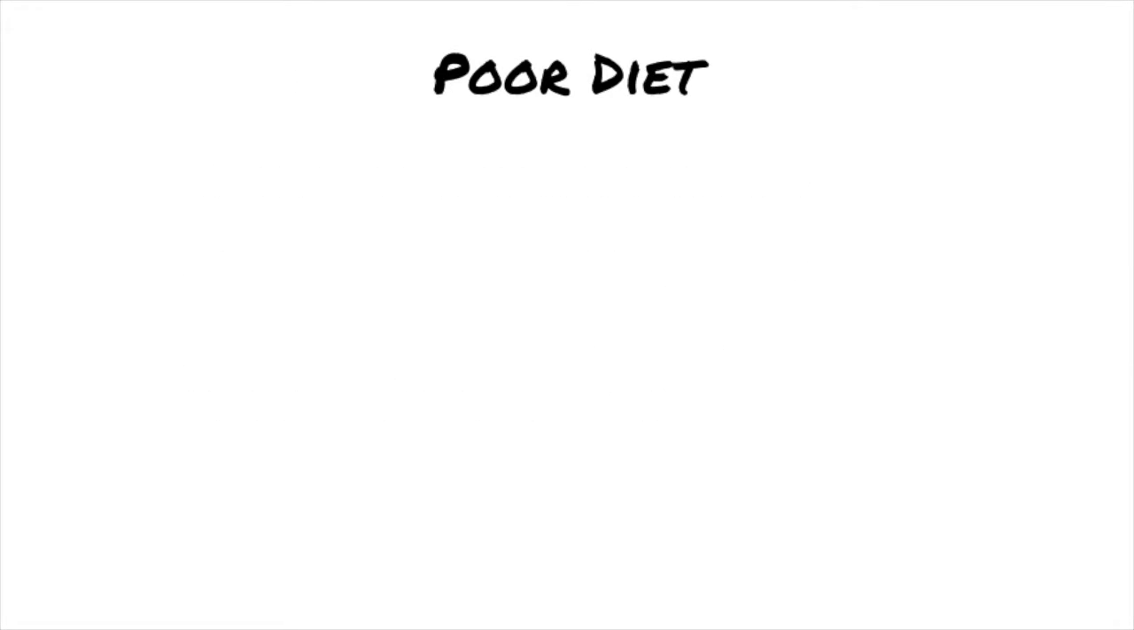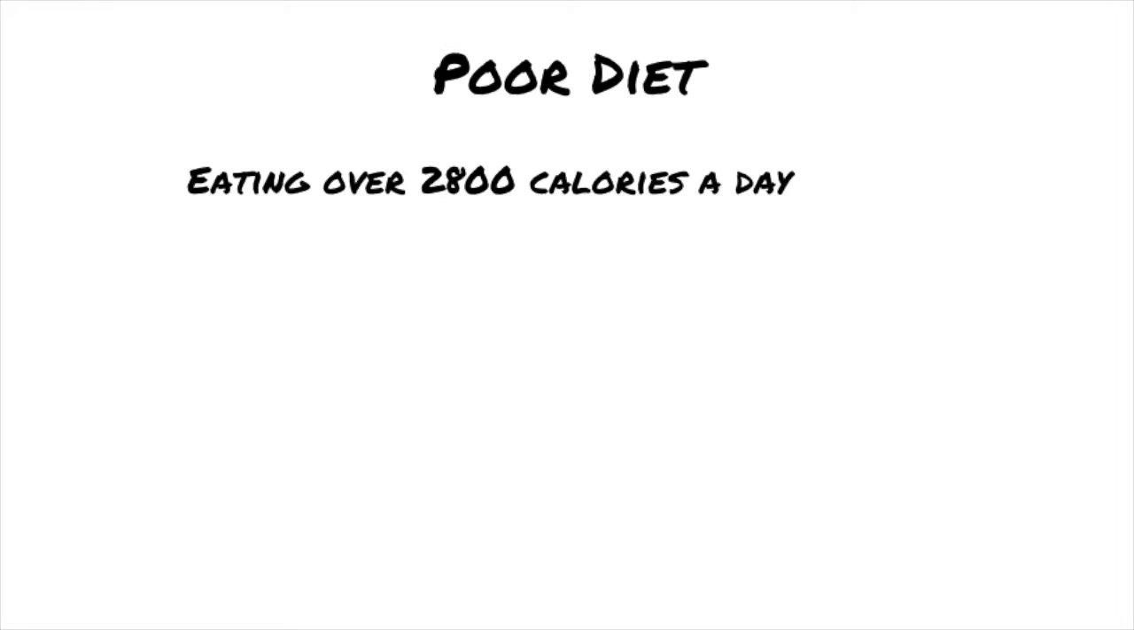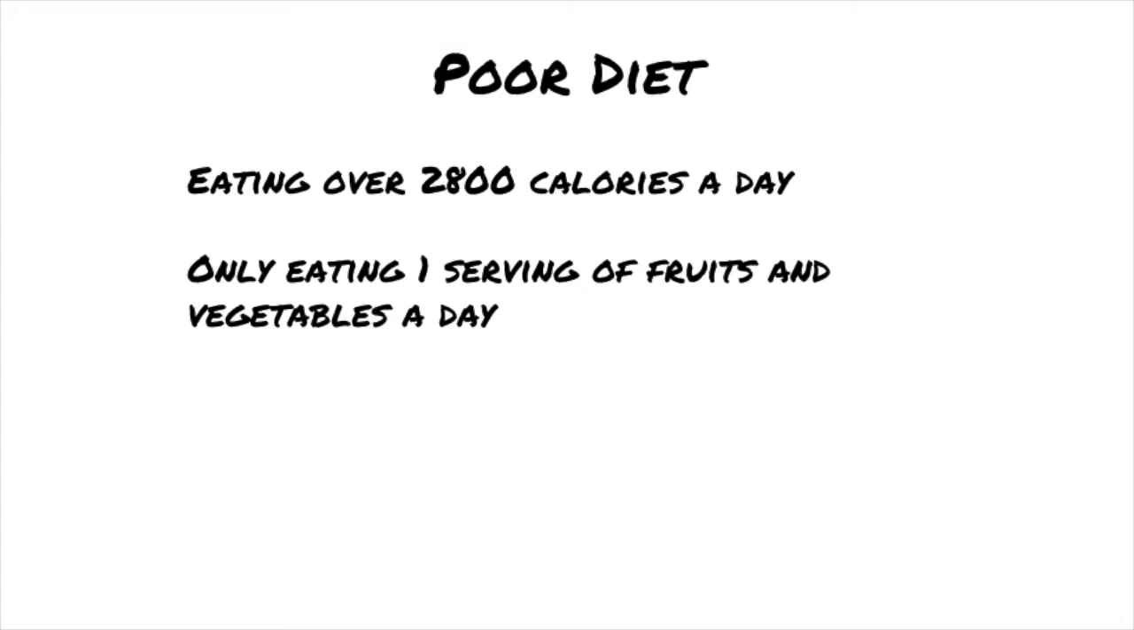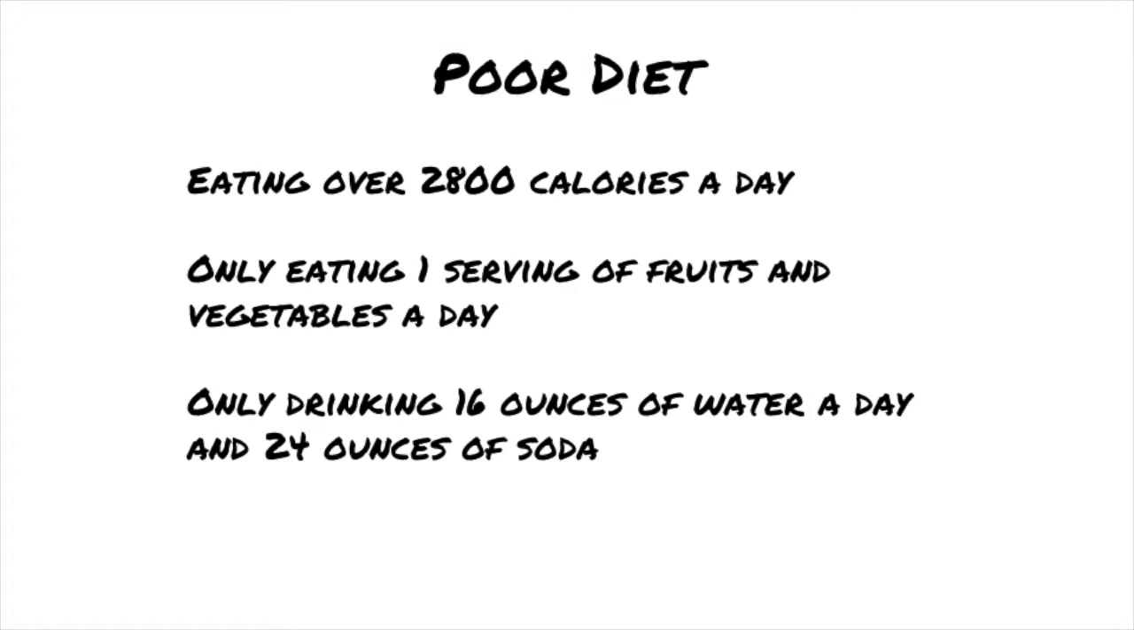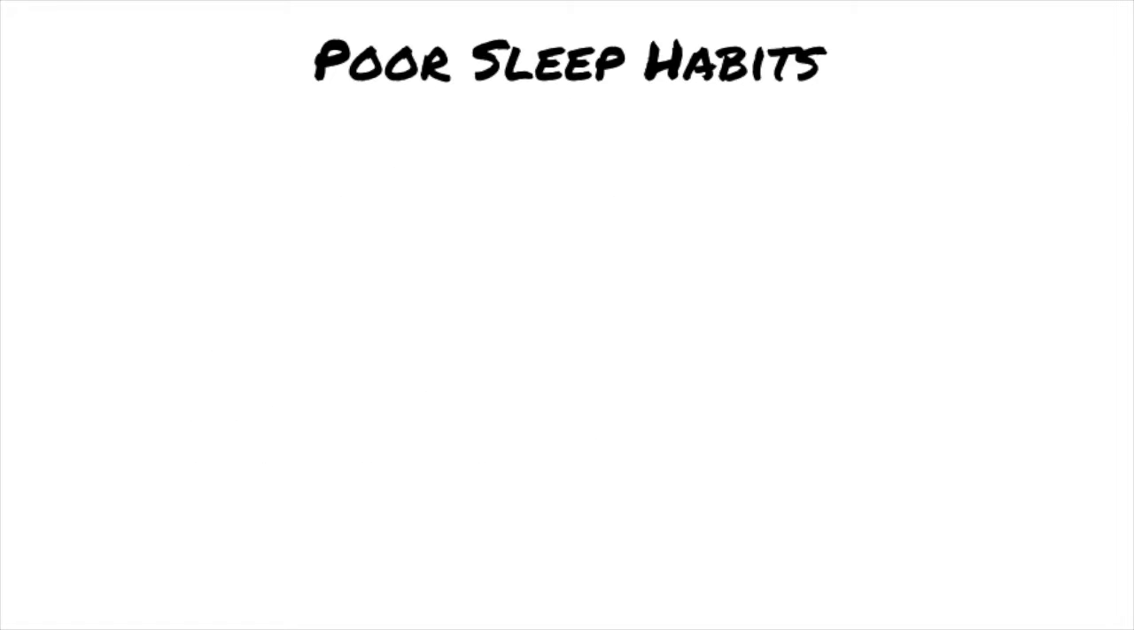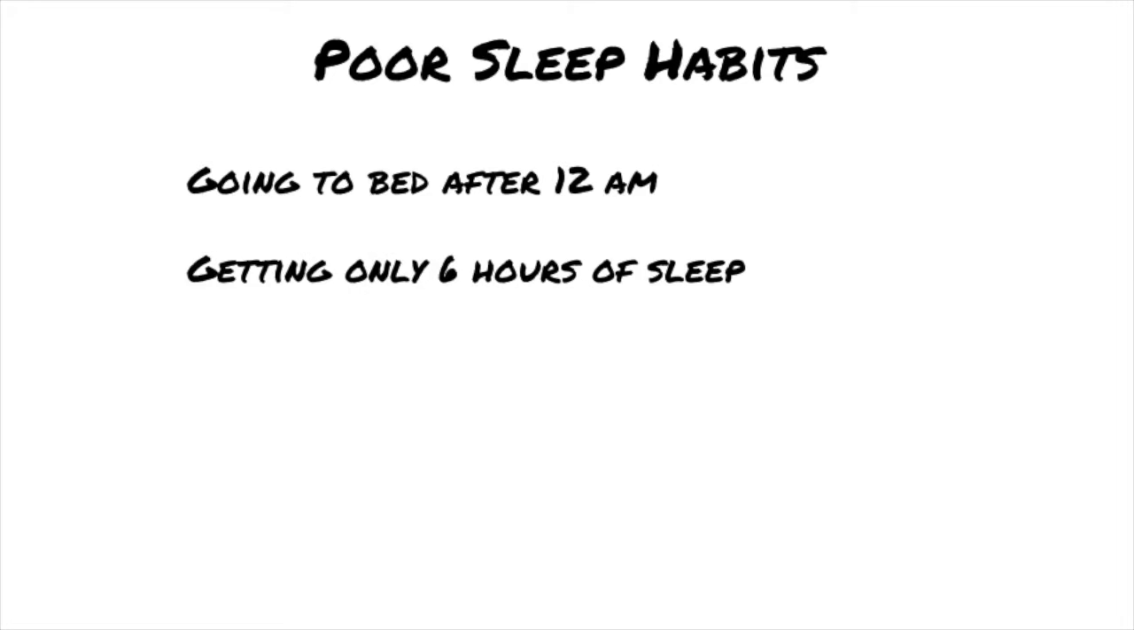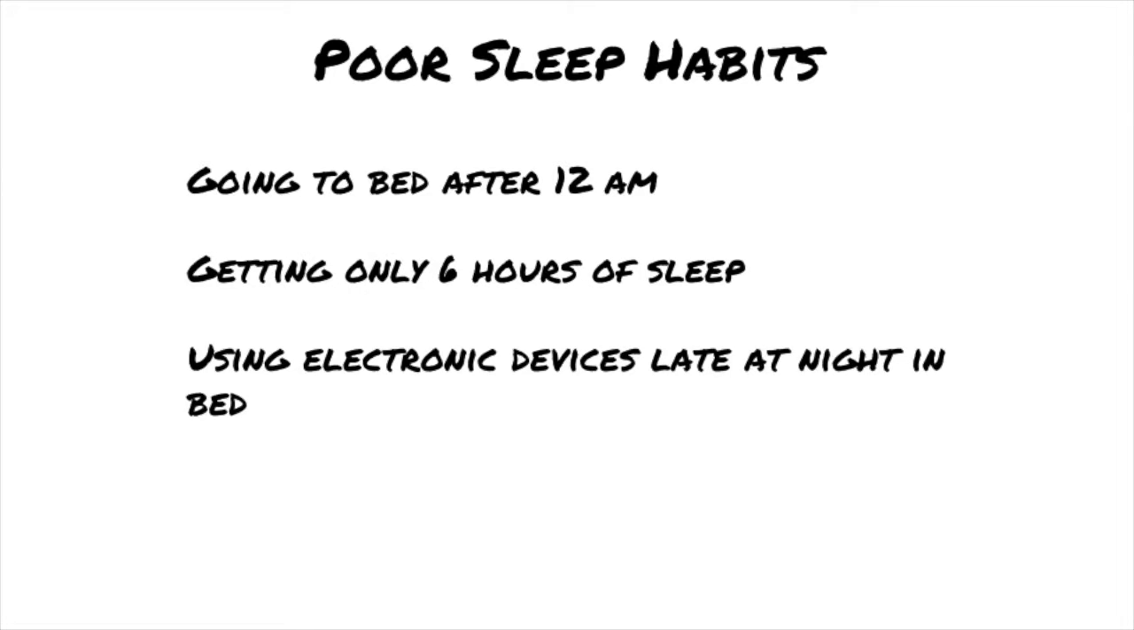For poor diet, we can list the following quantified failures: eating over 2,800 calories a day, only eating 1 serving of fruits and vegetables a day, only drinking 16 ounces of water a day, and 24 ounces of soda. For poor sleep habits, we could list the following: going to bed after 12 a.m., getting only 6 hours of sleep, using electronic devices late at night in bed.